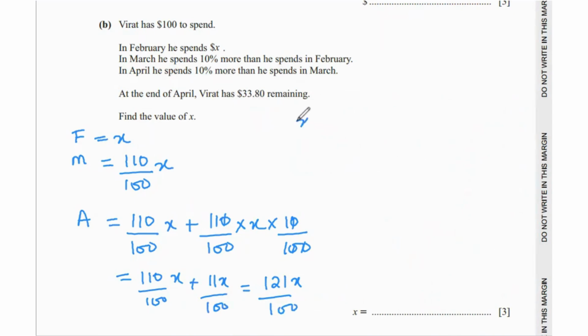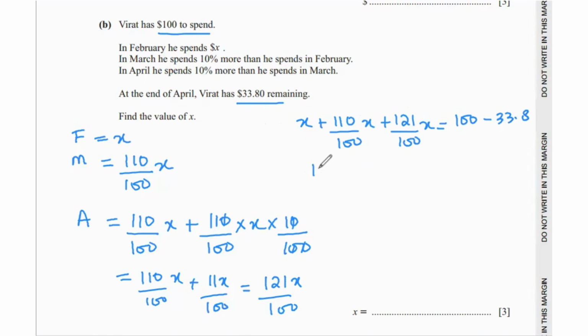So now x plus 110 over 100x plus 121 over 100x equals 100 minus 33.8. 100 is the amount that he had. 33.8 is the amount left after he spent all of this. So that's 100x plus 110x plus 121x divided by 100 equals 66.2. Cross multiply and then combine the like terms over here.